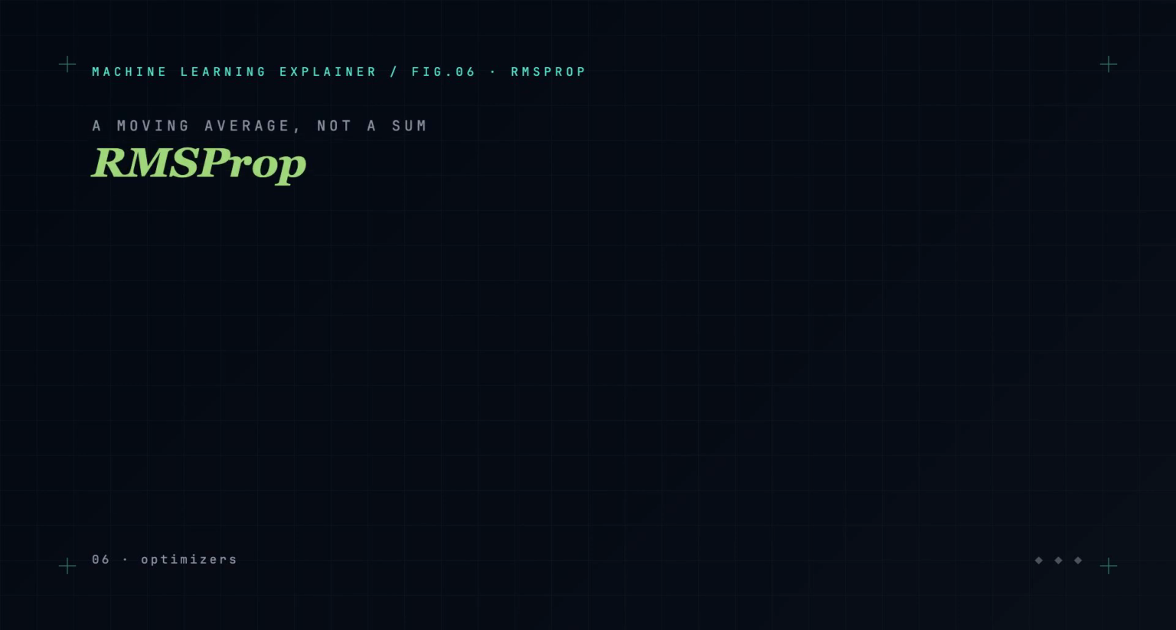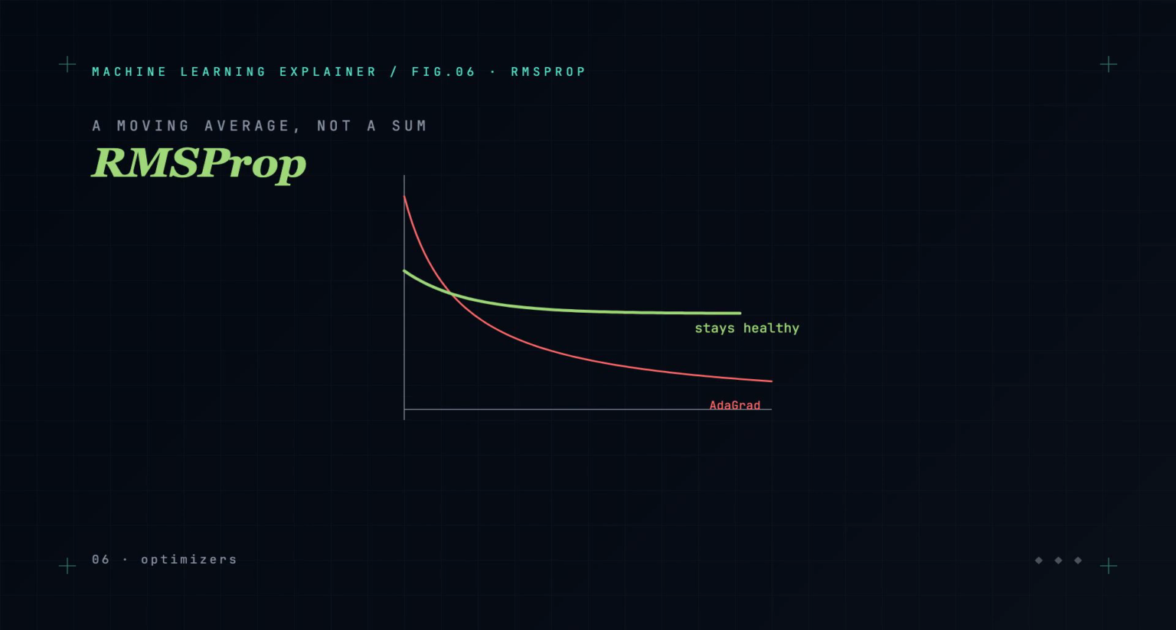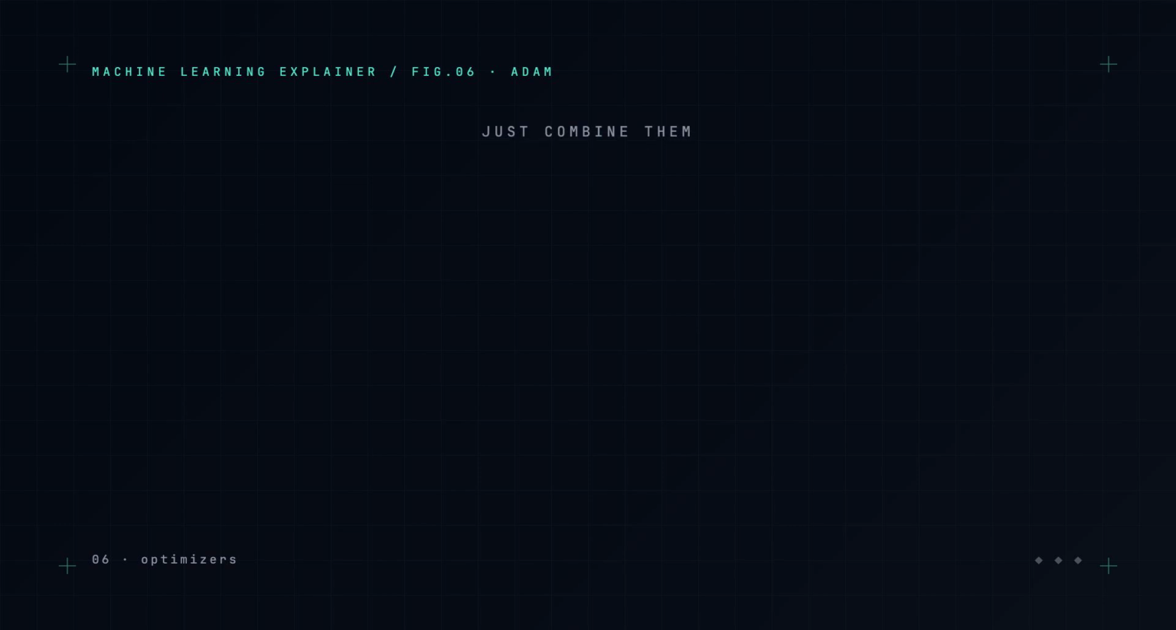RMSProp fixes that with one change. Instead of summing all past gradients, it keeps a moving average. Recent gradients matter, ancient ones fade away. Now the per weight learning rates can shrink when needed, but also recover, so training never stalls. We now have two great ideas living separately: momentum for direction and RMSProp for per weight step size. And then someone simply combined them.